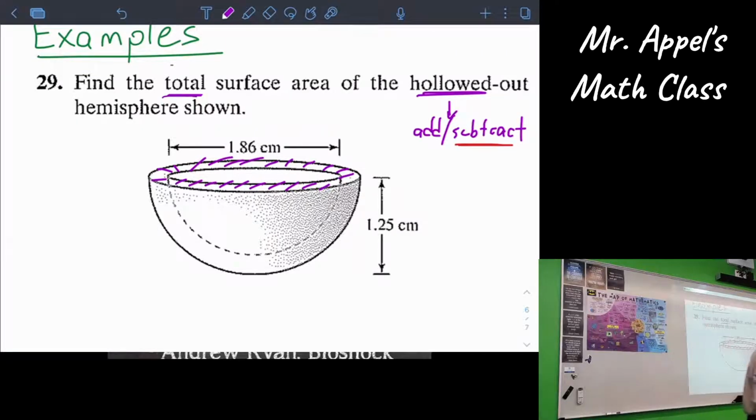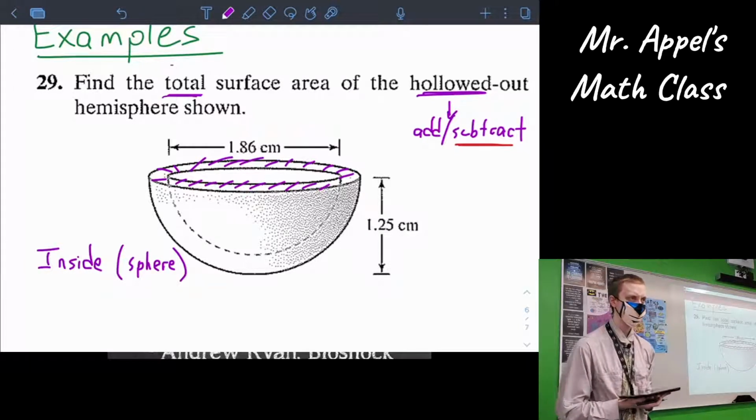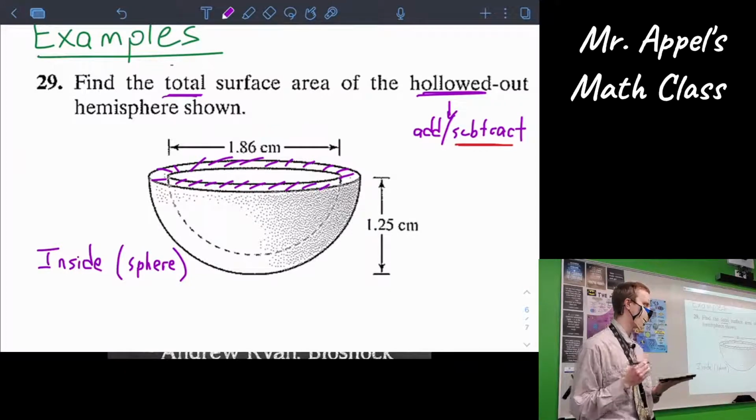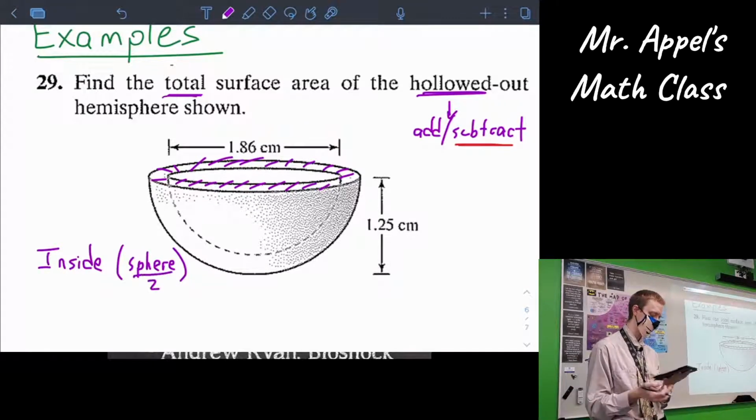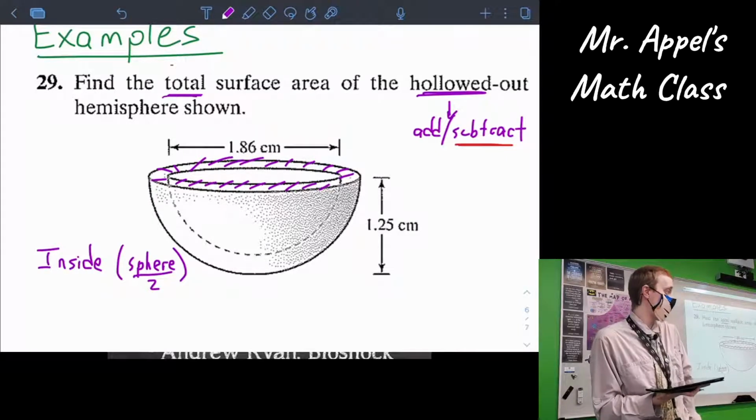The what? You said the hollowed out part? So the inside dome part, right? We've got the inside. That's totally correct. Inside. And that is spherical. It's half a sphere. Okay, it's sphere divided by 2. Hemisphere is just sphere divided by 2, right? But we'll use the sphere formula to find that.